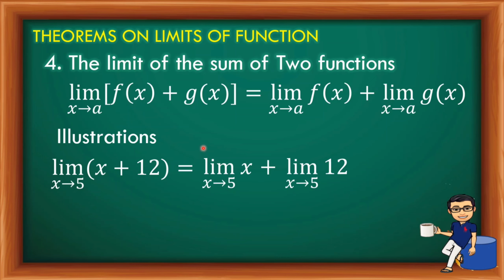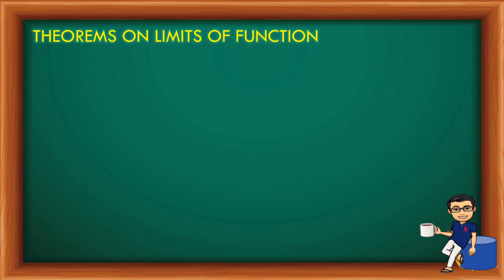Again, this is the second theorem. So the approaching value of x will be the limit, and that becomes 5. This is a constant, and that will be the answer. Okay? So when you add 5 plus 12, that is 17. Therefore, the limit of the quantity x plus 12 as x approaches 5 is 17. Okay, that's the fourth theorem. How about the fifth one?